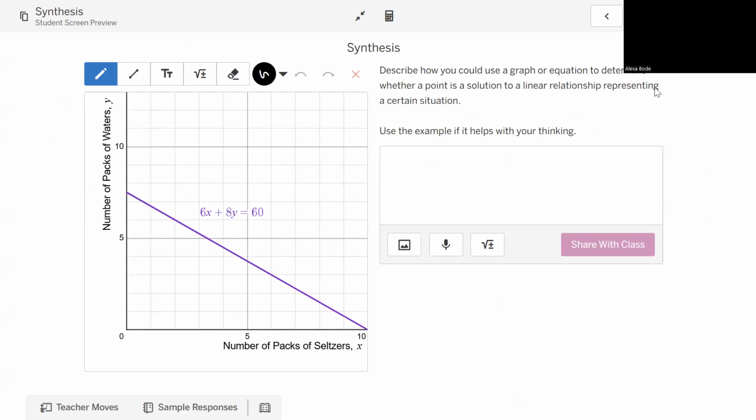Okay, so describe how you could use the graph or equation to determine whether a point is a solution. So if I said the point 2 comma 6, how could you determine using either the graph or the equation whether the point 2 comma 6 is a solution? Answer that on your paper in the synthesis section.